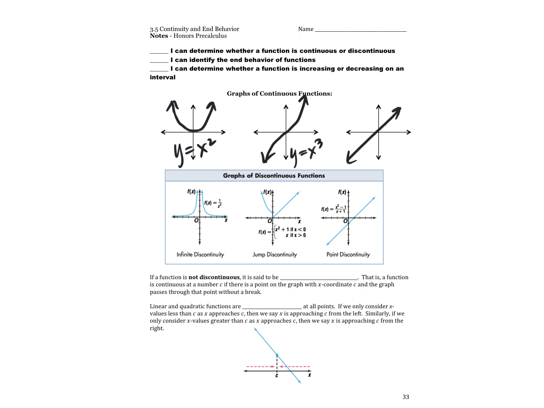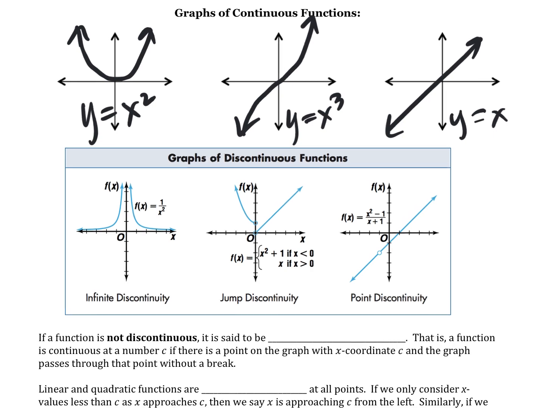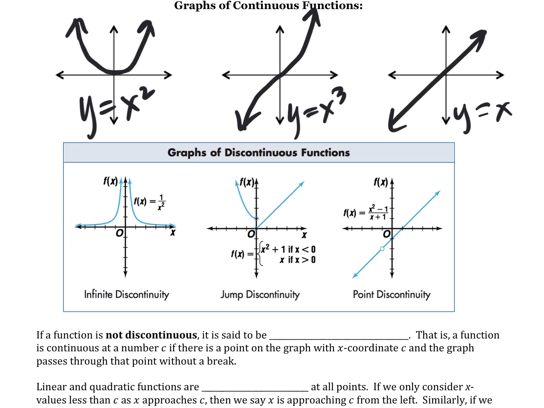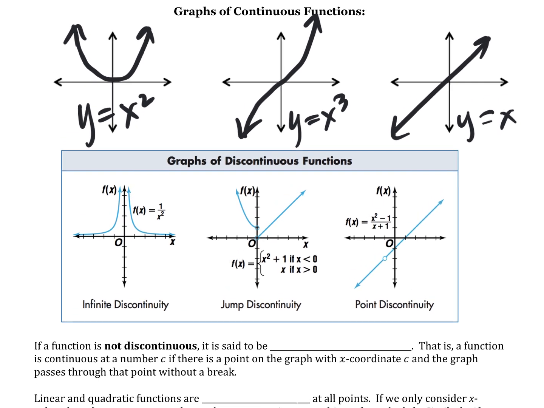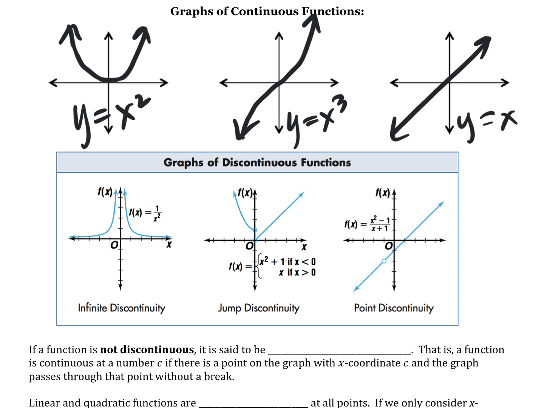What about this one? It's also continuous, right? So you're like, cool. I'm good with continuous. Let's look at 3 examples of something that's discontinuous. We've got 3 different words: infinite discontinuity, jump, and point. And these are 3 words that we will use in AP Calc.